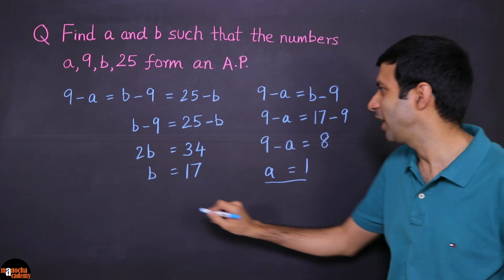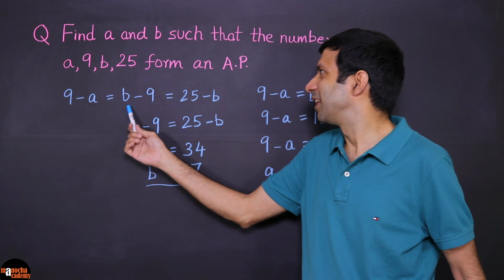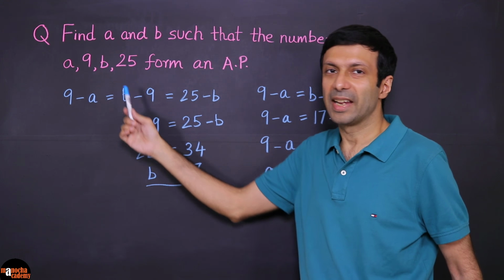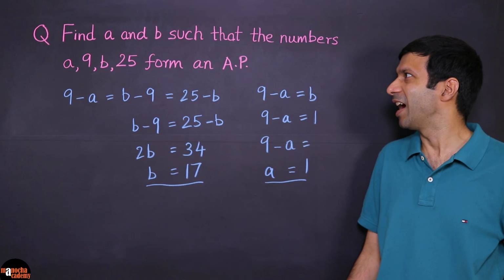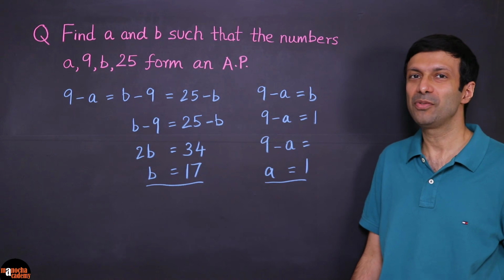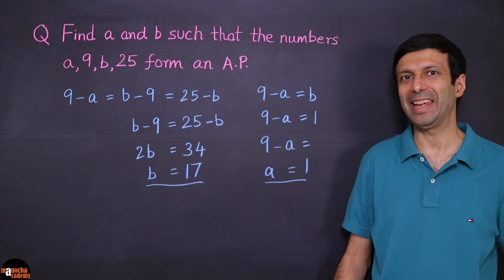We've got the value of A and the value of B. And we used this important thing, that the difference between two consecutive terms is constant. So 1, 9, 17 and 25 form an AP here. Can you see that the common difference is 8?